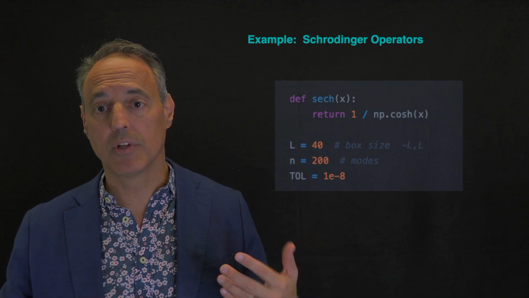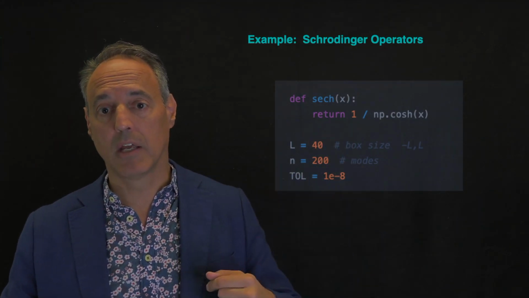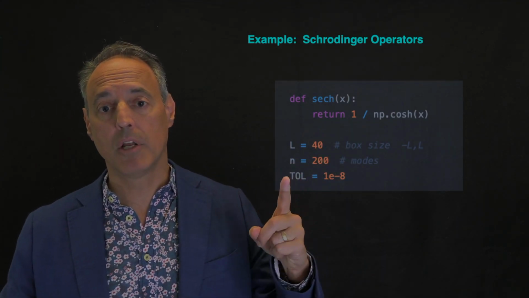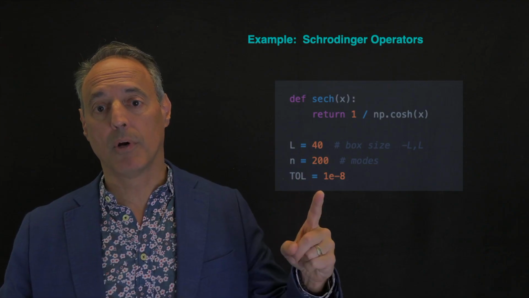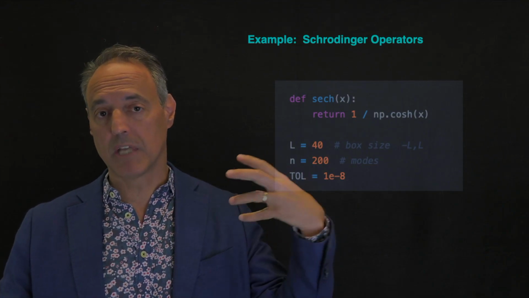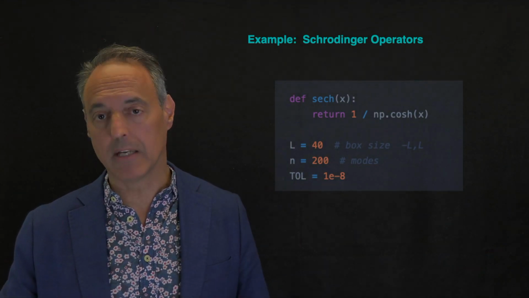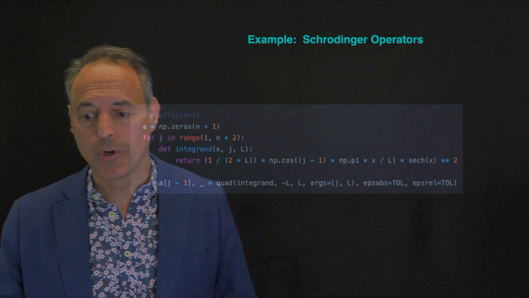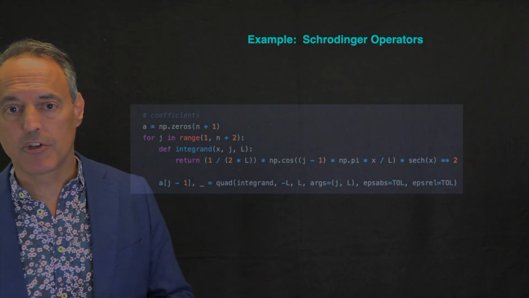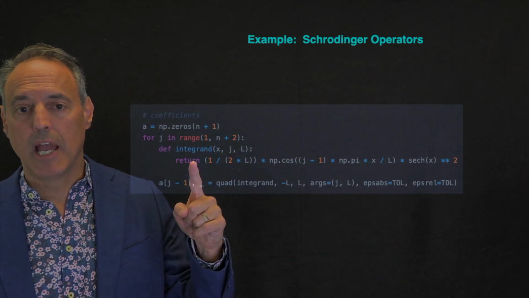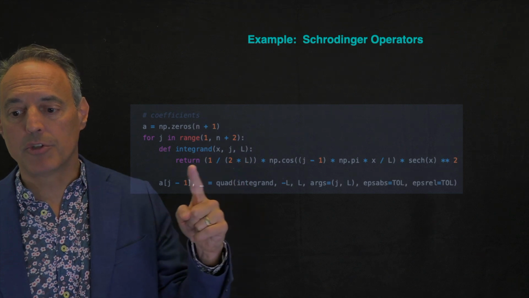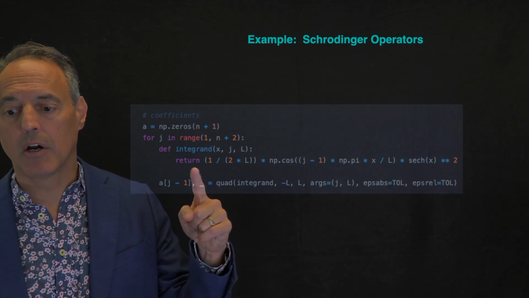So let's go ahead and do this. Let's define hyperbolic secant. I'm going to pick a domain inside 40, chop it up into 200 points, and the tolerance I'm going after is 10 to the -8. So here's how this works. So what we're going to do is come here and compute using our Python.